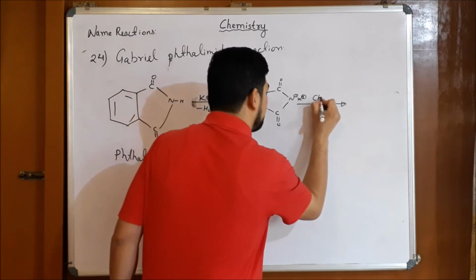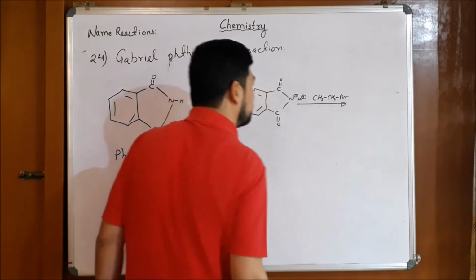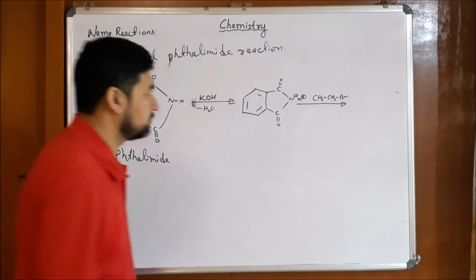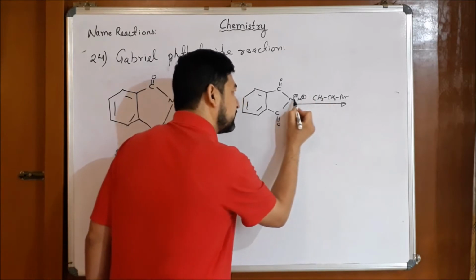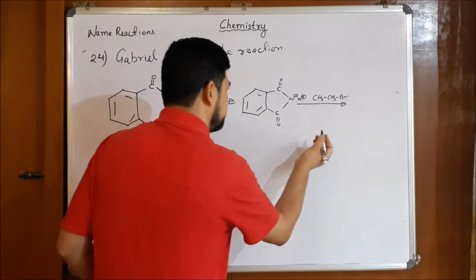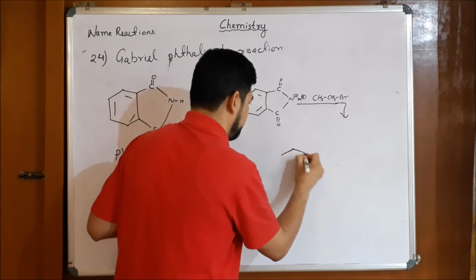When this is treated with an alkyl halide, suppose CH3CH2Br, K will take out the Br and this CH2 will attach to the nitrogen. I am writing the product here.